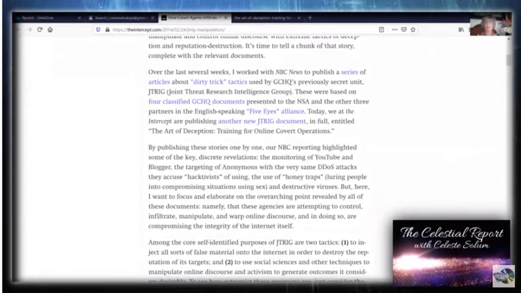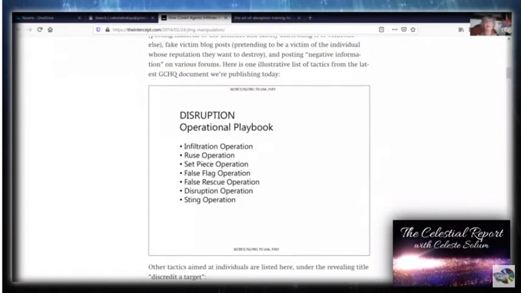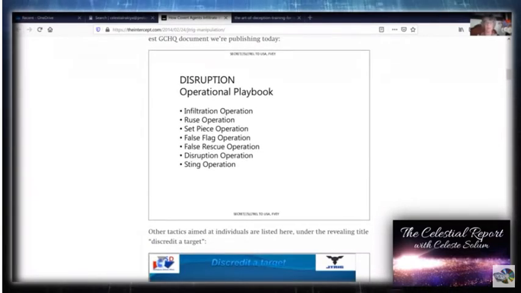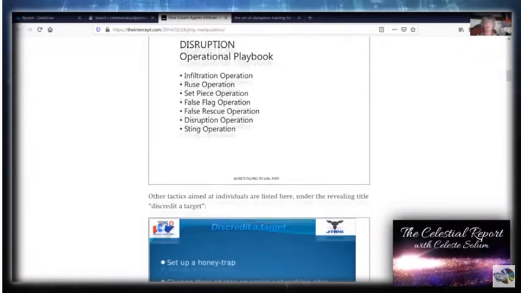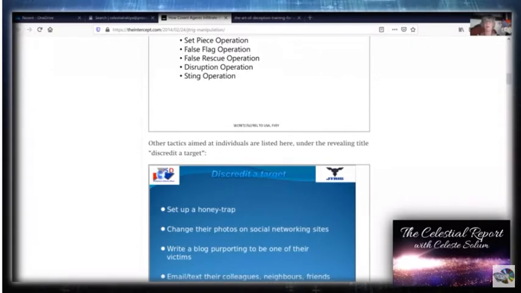So they have an operational playbook. And if you notice by this particular slide, it was secret at one time. And it is infiltration operations, ruse operations, set piece operations, false flag operations, false rescue operations, disruption operations, and sting operations. And many of these, the point of them is to discredit a target.